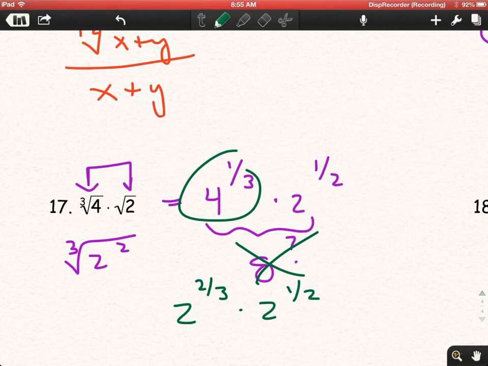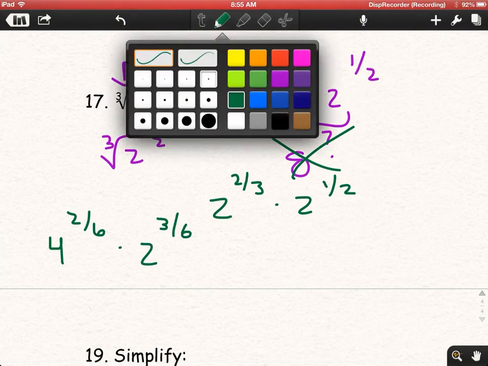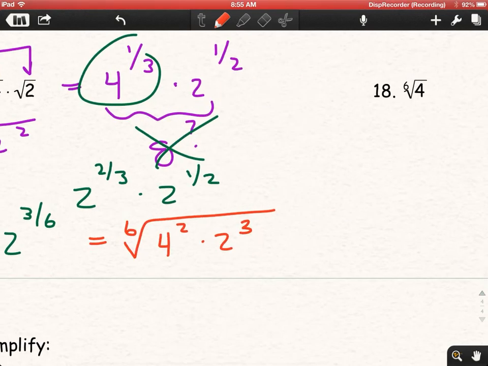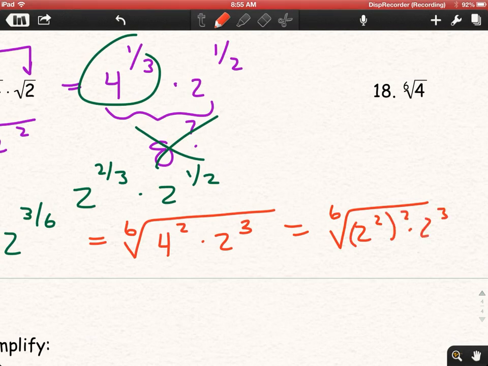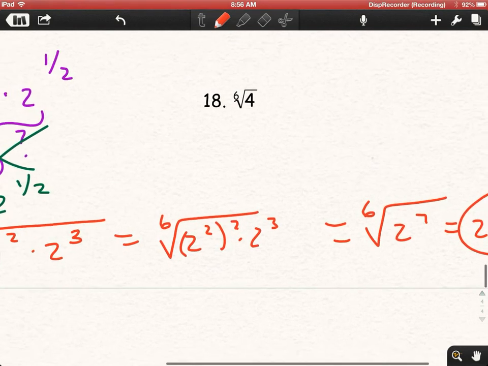Or the other way that you could have done it is you could have said, let's go 4 to the 2/6 times 2 to the 3/6. That's the way other people did it. And once you do that, you've got the 6th root. Again, you don't have 8 of anything. You have 4 squared and 2 cubed. Of course, that is going to make a bunch of 2's. It's going to make the 6th root of 2 squared squared times 2 cubed. And that makes the 6th root of 2 to the 7th, which is 2 6th root of 2. That's the final answer to number 17.